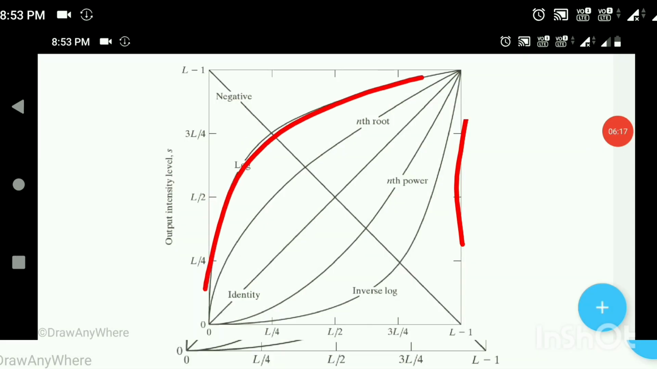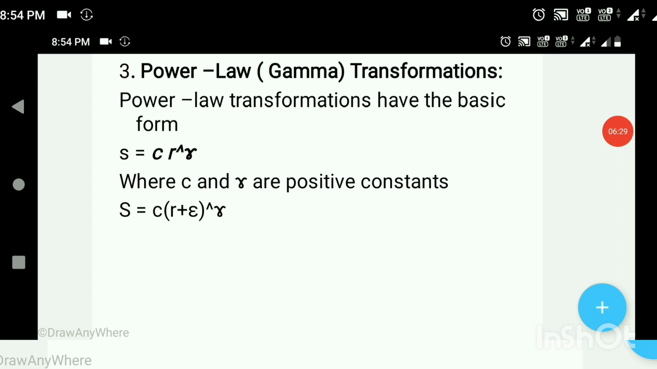This is the log function and this is the inverse log function. Now let us see the power law transformation, or gamma transformation.